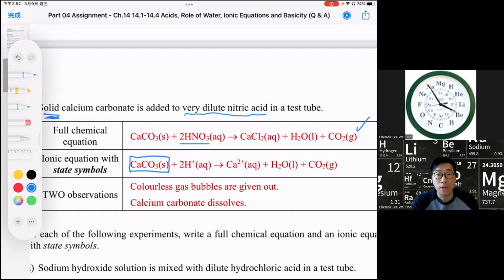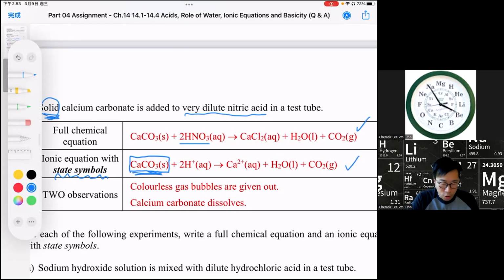Since calcium carbonate is a solid reactant, the ions are not mobile, so you have to keep the whole formula CaCO3 in the ionic equation. Of course, in these 2 parts, you are also required to write the state symbols. So make sure you include the state symbols in your answers.